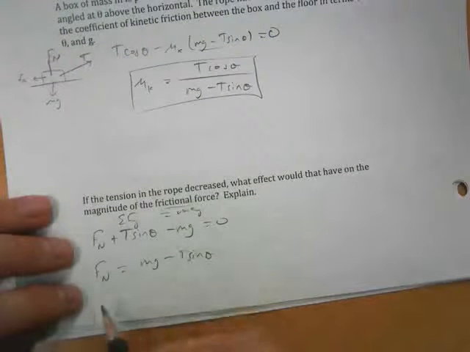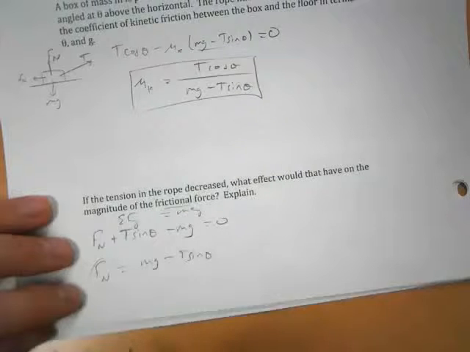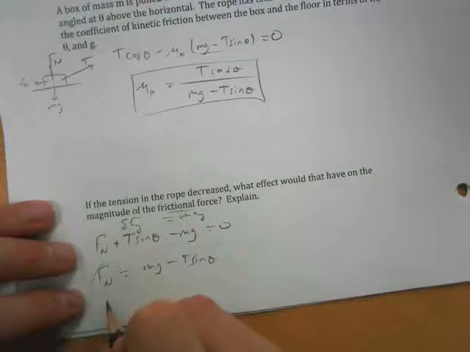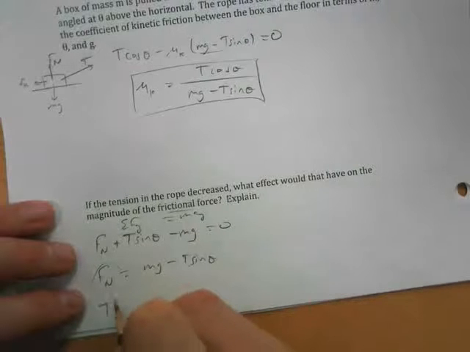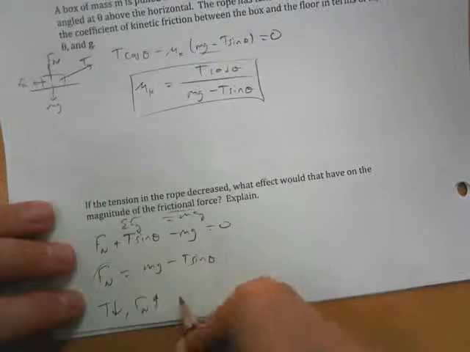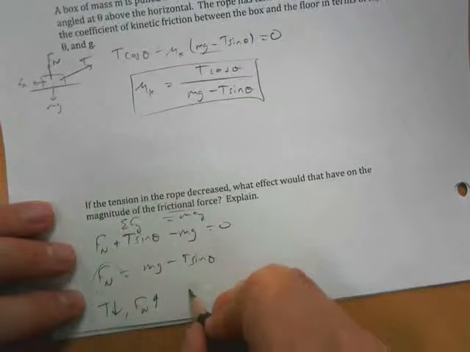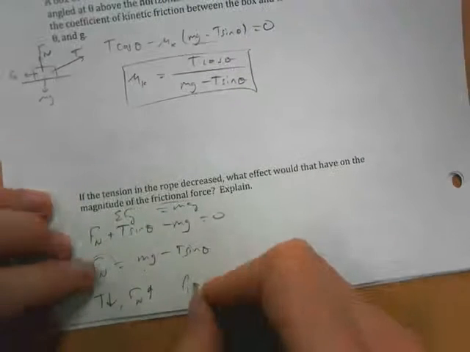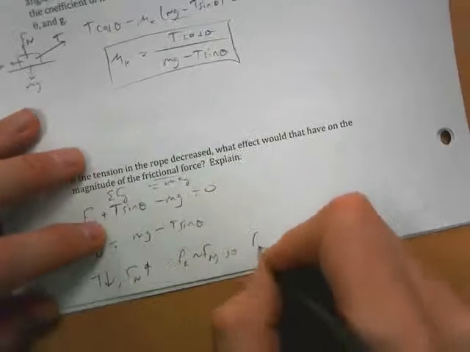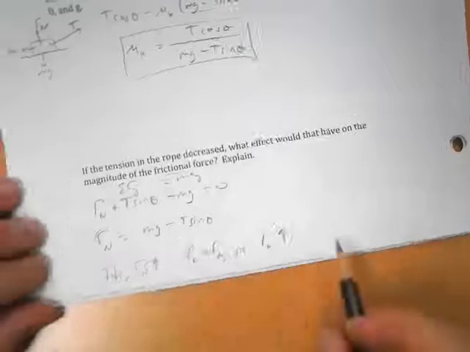That means the normal force is larger, which means the frictional force is increasing. So if tension goes down, normal force goes up, and friction is proportional to normal force, so frictional force goes up.